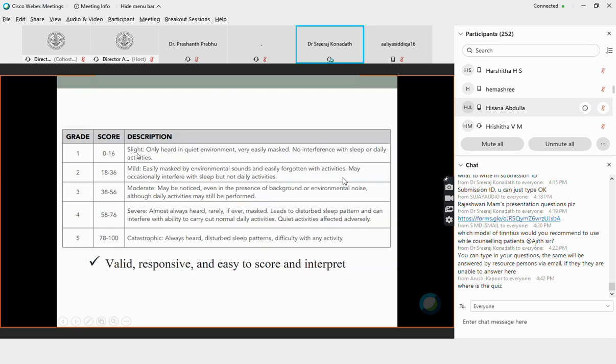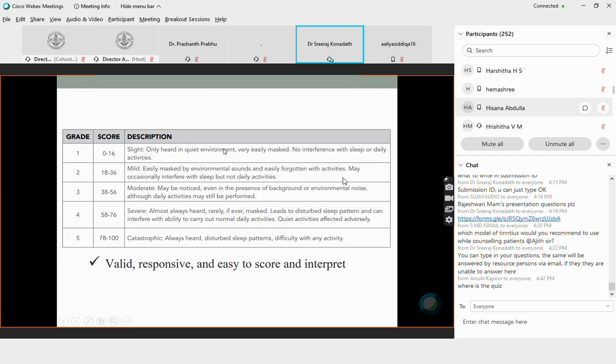So if it is 0 to 16, it is slight. 18 to 36, it is mild. 38 to 56, it is moderate, 58 to 76, it is severe, and 78 to 100, it is catastrophic. So here you can also see the description of it. And this questionnaire is well validated, responsive, and easy to score and interpret.